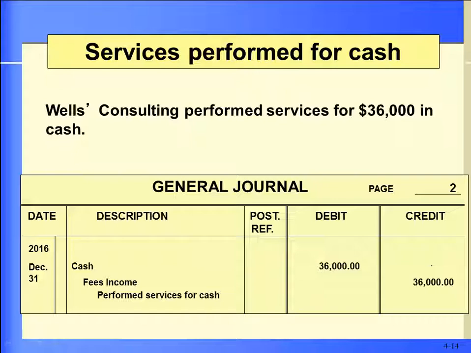So services performed for cash. So we are creating revenue here, and our customer is basically giving us cash. So we're going to debit cash for $36,000 and credit fees income, which is our first income statement account, for $36,000.